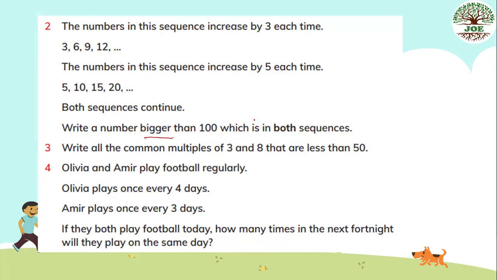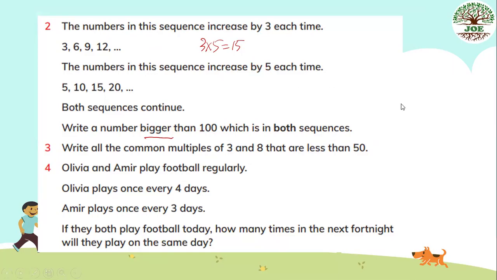So the number must be larger than 100. If we continue our multiples of 3, it will take a long time, and 5 also. So we can do it shortly by using multiples of 3 and 5 at the same time. So 3 times 5 is 15. So we can continue multiples of 15 to get a number larger than 100 in a shorter time.